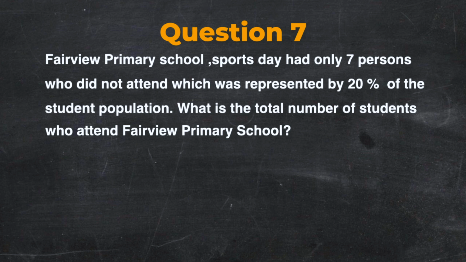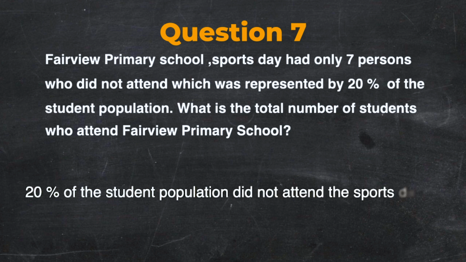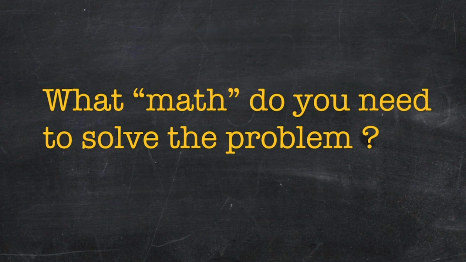So, what do we know? We know that 20% of the student population did not attend the sports day. This was only 7 persons. Now, what do we need to solve this problem?